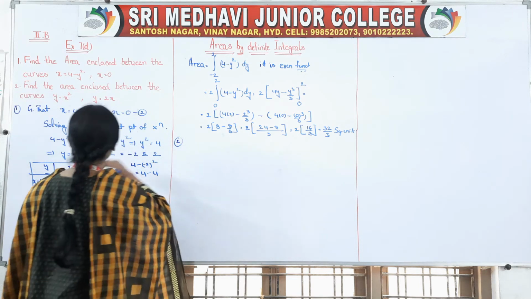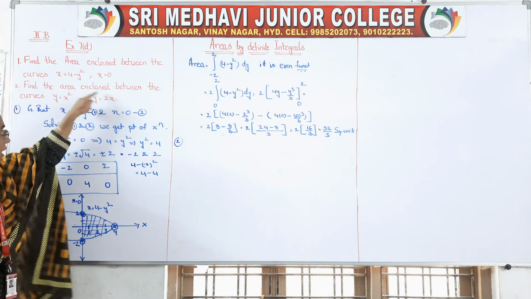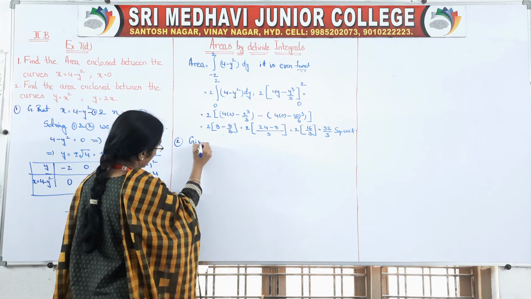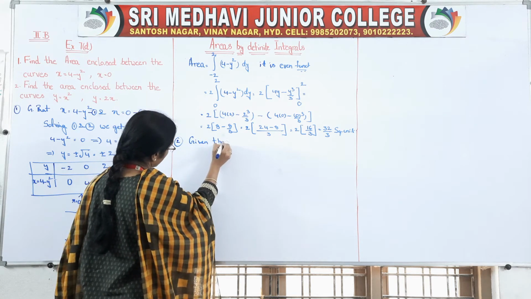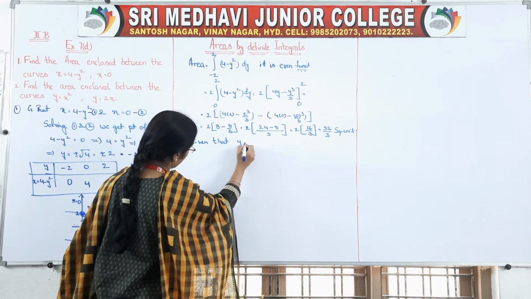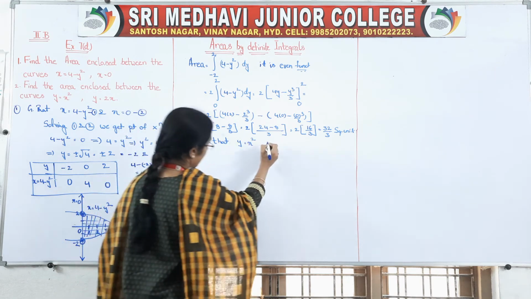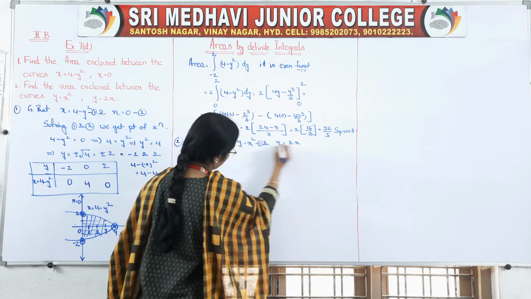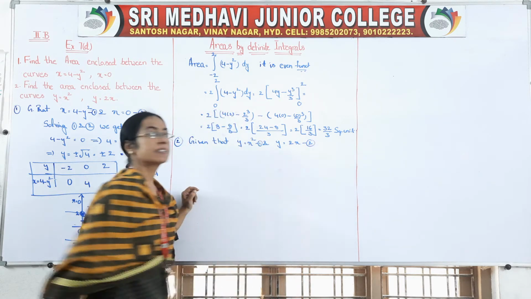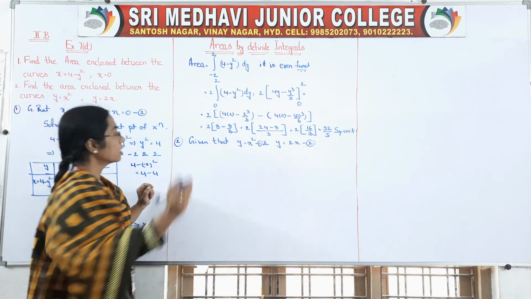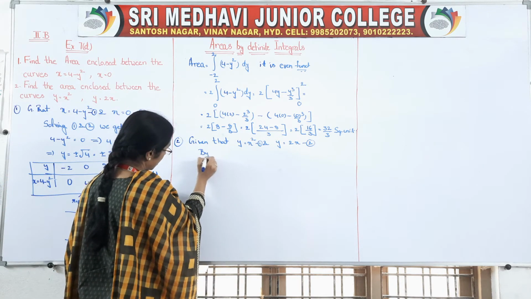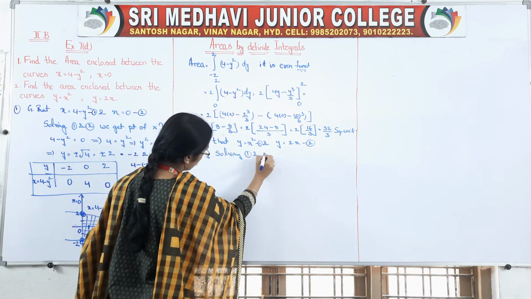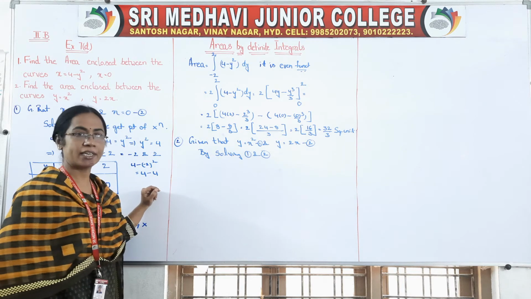Now come to the second question. Find the area enclosed between the curves. The given curves are y is equal to x square and y is equal to 2x. You consider this as the first equation, this as the second equation. Okay, so by solving 1 and 2, we get the point of intersection.